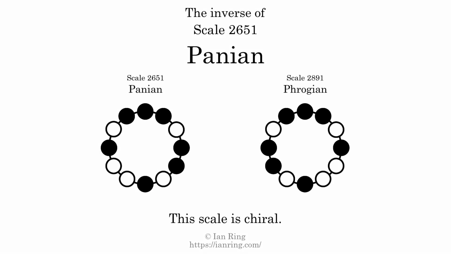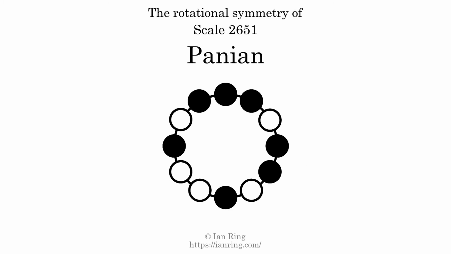The inverse of a scale is a mirror image. It is what you get when the sequence of intervals is reversed. The inverse of this scale is scale 2891, also known as Frogen. This scale is chiral. It cannot transform into its inverse by rotational transformation. This scale has no rotational symmetry.